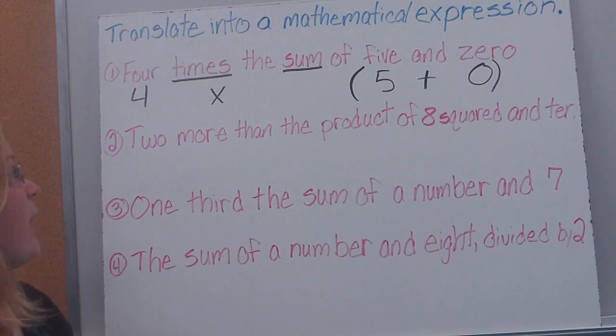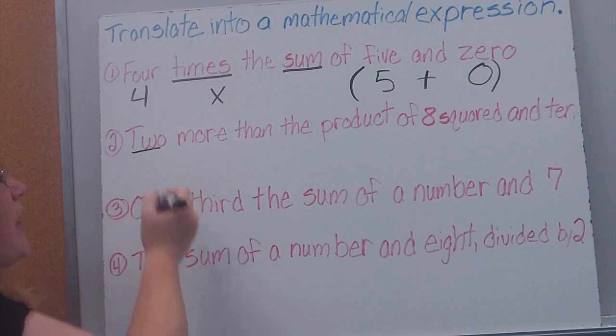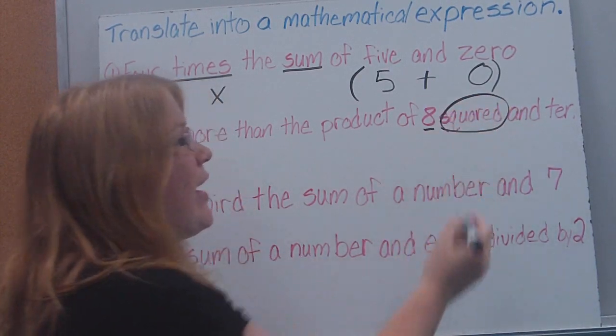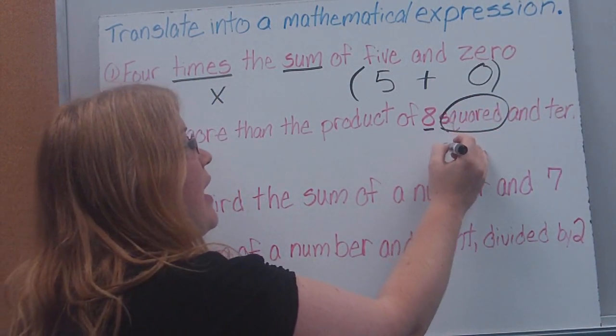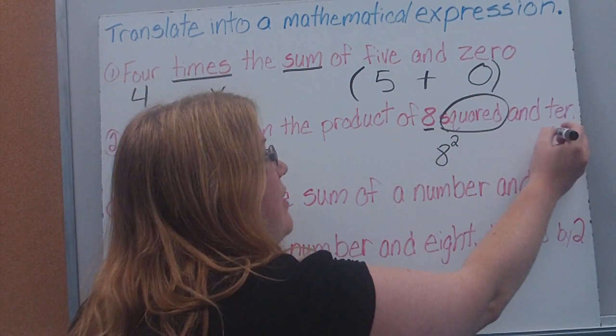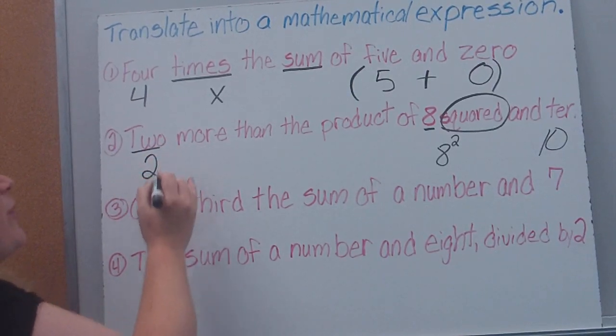So let's take a look at our second one. Again, I look at my numbers first. I've got 8 squared, that would be an exponent. 8 squared means 8 to the second power. 10, and the other one was 2.